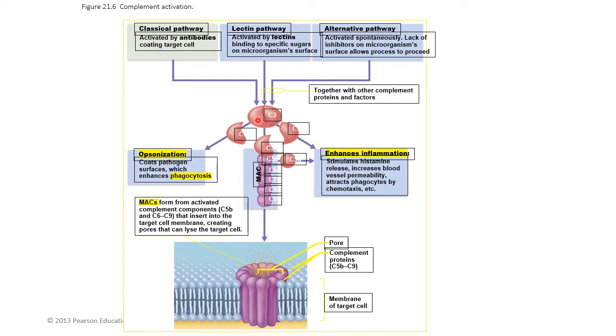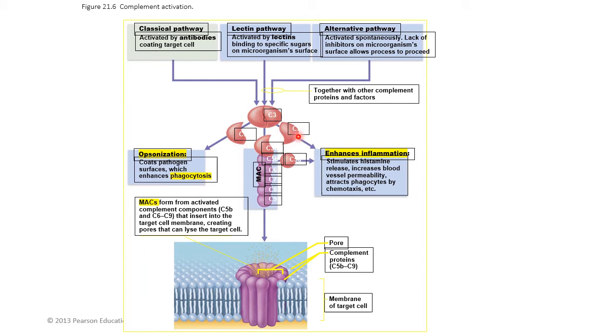But they all converge on complement protein 3. And complement protein 3, once it's activated, splits into two pieces. And you can see here that C3b causes opsonization. Now that word opsonization means that the C3b coats the pathogen surfaces, which enhances phagocytosis. So in essence, opsonization, or coating the pathogen with these C3bs, kind of candy coats the pathogen, so the phagocytes come and say, yummy, let's eat that, and they take care of it, and they eat the complexes and take them out of circulation.